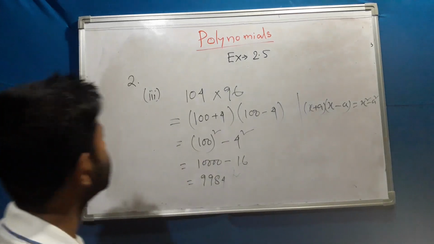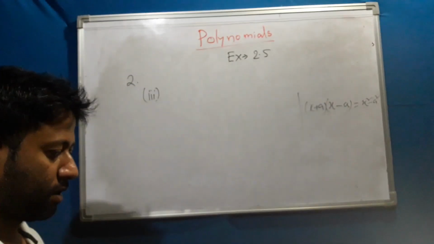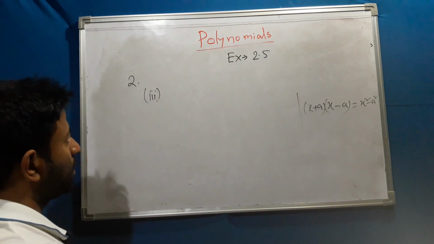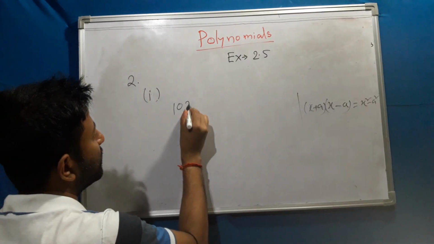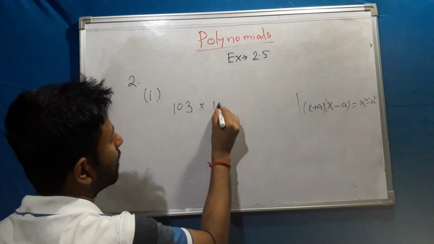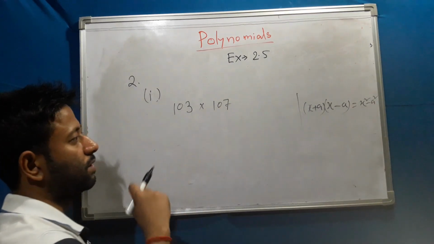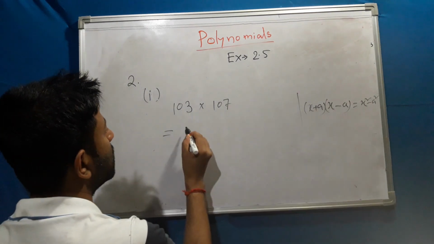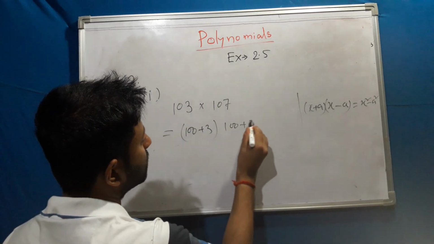Okay, so I'll do question number 1 also. It's not the similar kind. Question number 1 was given in a form like that: 103 multiplied by 107. Now you cannot arrange this in the form of the previous identity. So what can I do? I can write this as 100 plus 3 and this one as 100 plus 7.